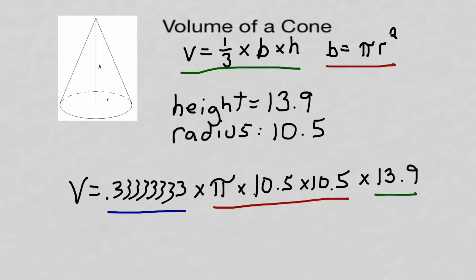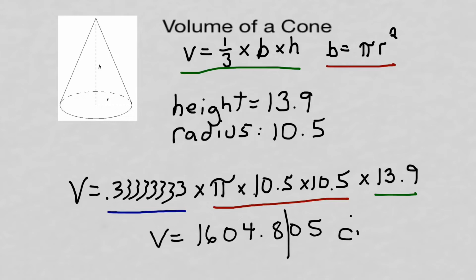Put that in your calculator and you hit enter. You're going to get a number that looks like this: V equals 1,604.805. Again, Delta Math is going to ask for this down to the tenths. You cut it off here, enter 1604.8. You're done. Okay. Again, it's going to be in centimeters cubed, and Delta Math will take care of that.